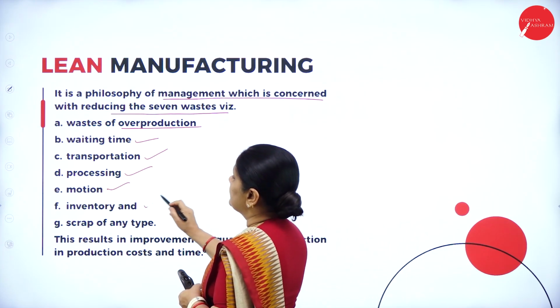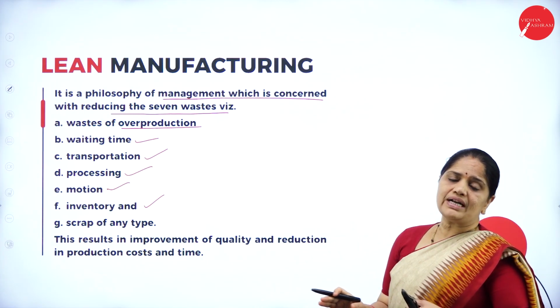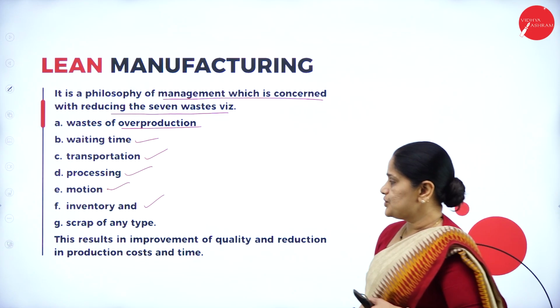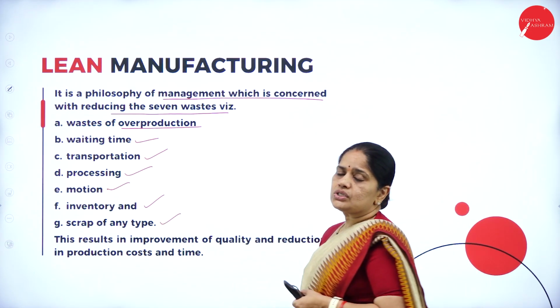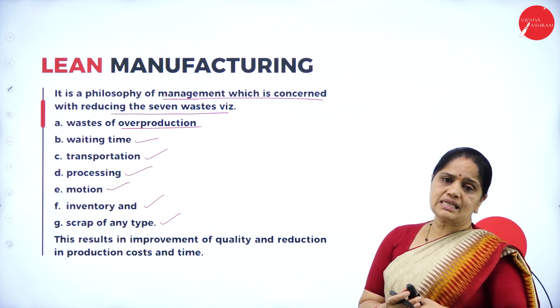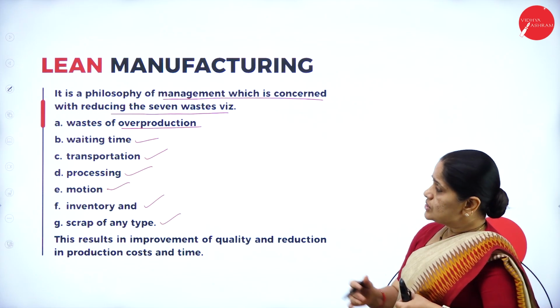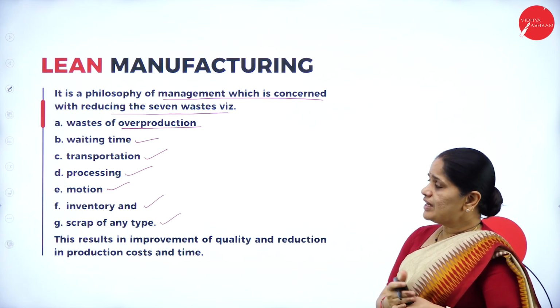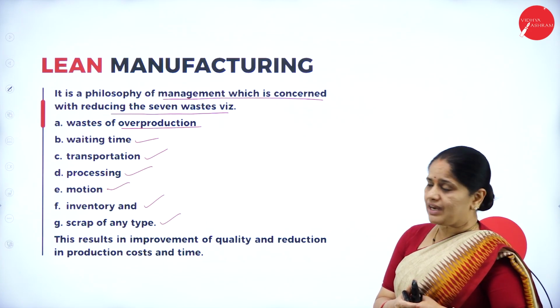Then inventory. So ensure that there is no wastage of any inventory which is there in the organization. Then next one is scrap of any type. So see that we don't have any scraps of any type during the production process. So these are the 7 wastes of production which should be avoided in lean manufacturing.